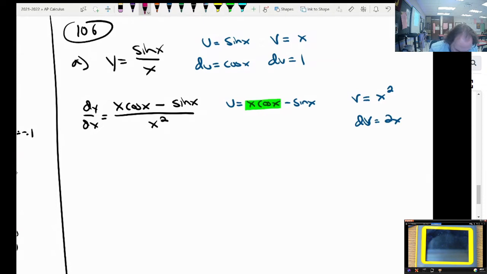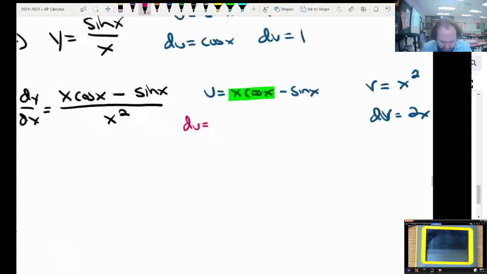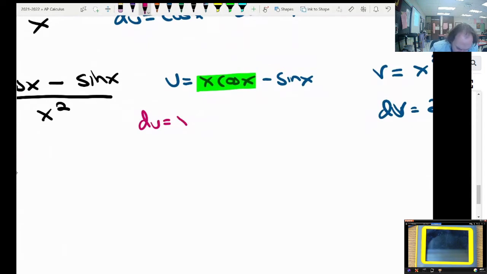Let's talk about this derivative, du. Well, when it comes to just that green part there, you've got to do the product rule. And that would be the original first thing times the derivative of the second thing. So I'm going to write this as negative x sine of x.